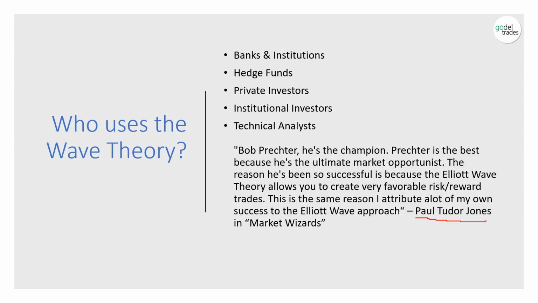So Bob Prechter, he's the champion, writes Paul Tudor Jones in his book The Market Wizards. He says Prechter is the best because he's the ultimate market opportunist. The reason he's been so successful is because the Elliott Wave theory allows you to create very favorable risk to reward ratio trades. This is the same reason I attribute a lot of my own success to the Elliott Wave approach. Okay, extremely successful businessman, extremely successful investment manager, using the wave theory and openly admitting it in his Market Wizard book.